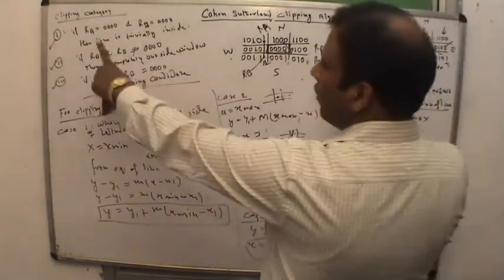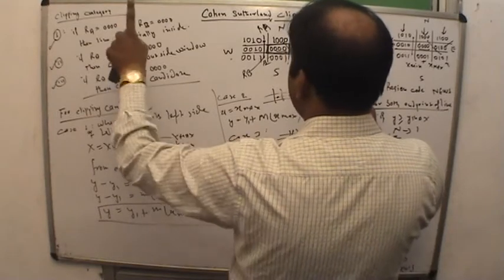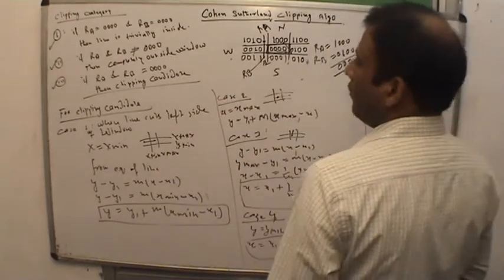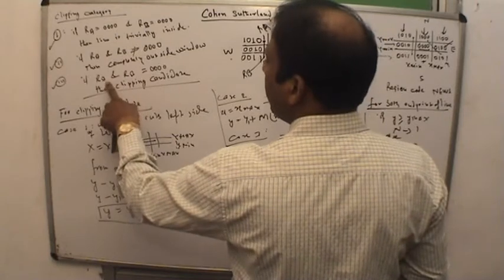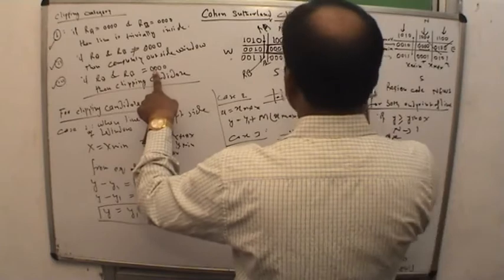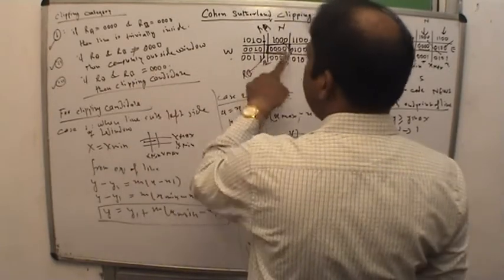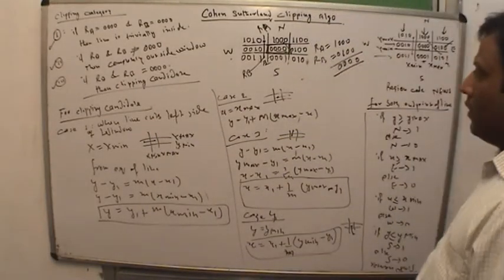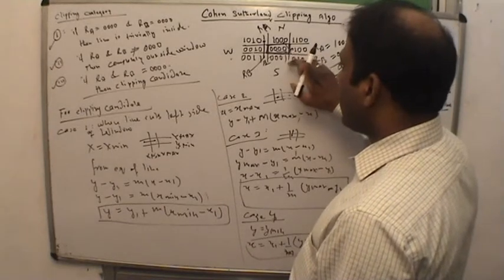Now you can see we are in this category. If we apply RA and RB using logical AND operations and we get the value 0000, then this line is a clipping candidate. So we crop the line. When we crop the line, it looks like this.